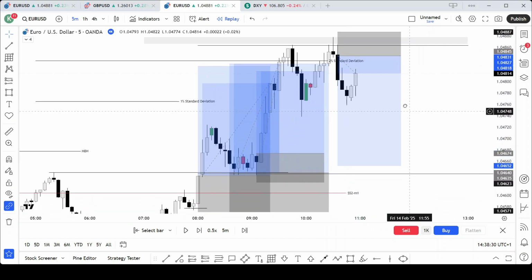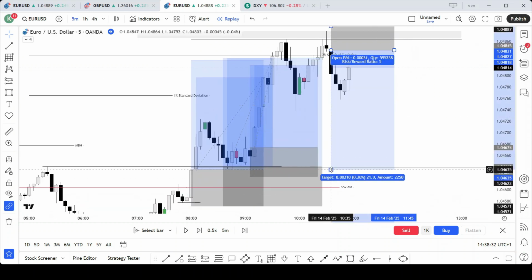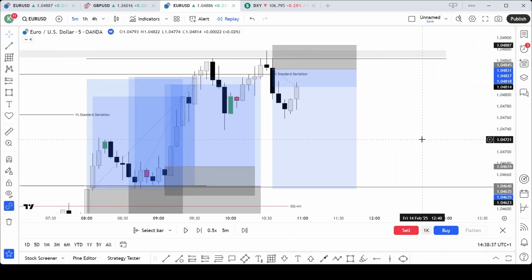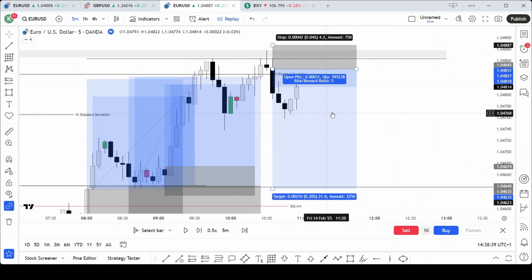Okay, so where are we targeting? We can target this low, right? So this is literally a 1 to 5 risk reward ratio. Now you understand why we are targeting this low, right?